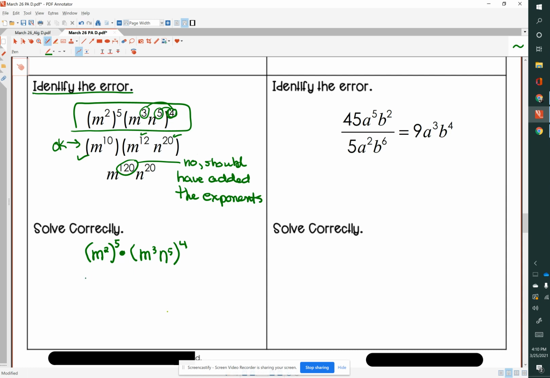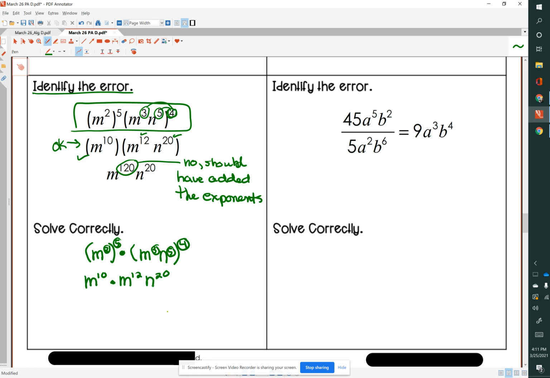So we have m, we'll use the power rule. 2 times 5 is 10 times m, again the power rule. 3 times 4 is 12, and n, 5 times 4 is 20.